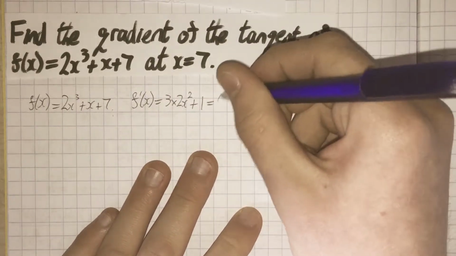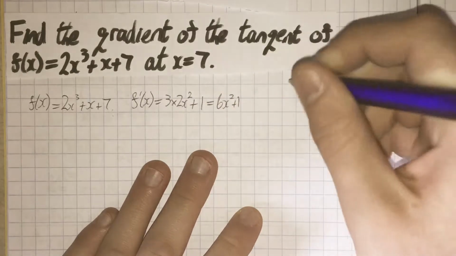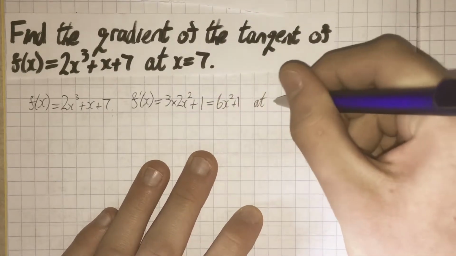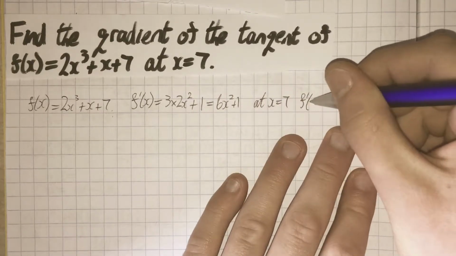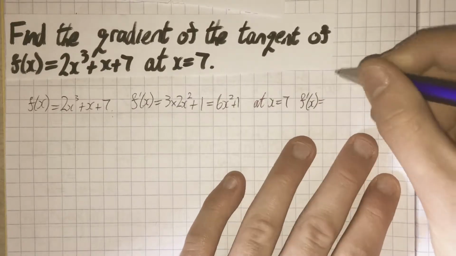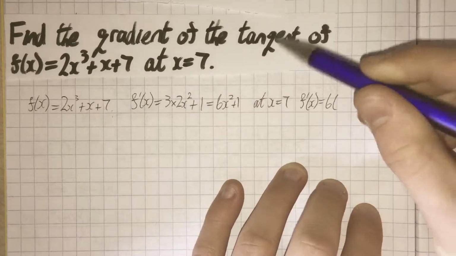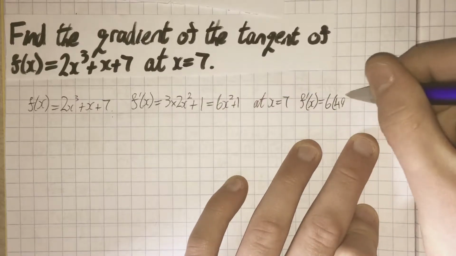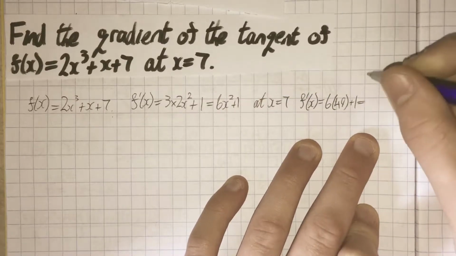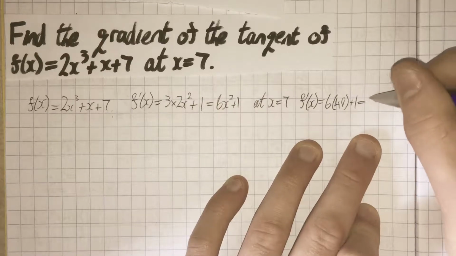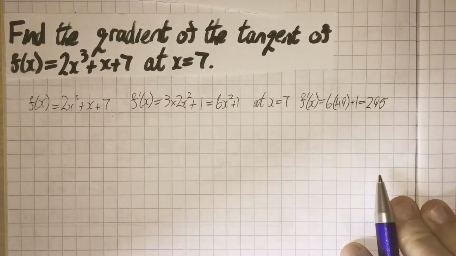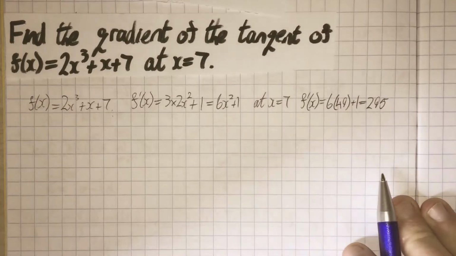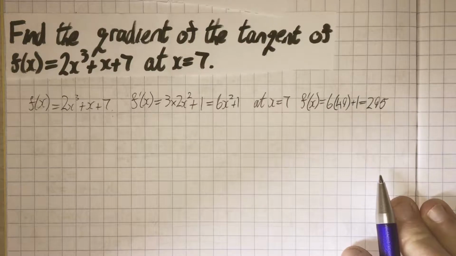Right, and this equals 6x squared plus 1, and at x equals 7, f dash of x will equal 6 times 7 squared, so it's 49, plus 1, which equals 294 plus 1, which is 295. Hopefully you got that as well. If not, hopefully you saw where you may or may not have gone wrong.